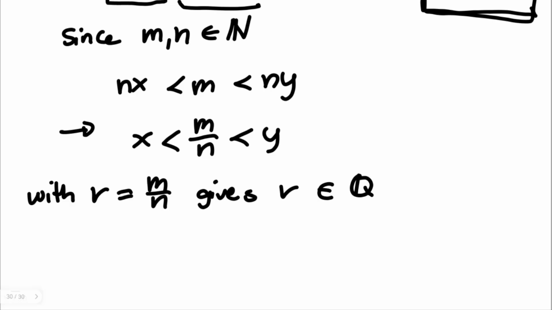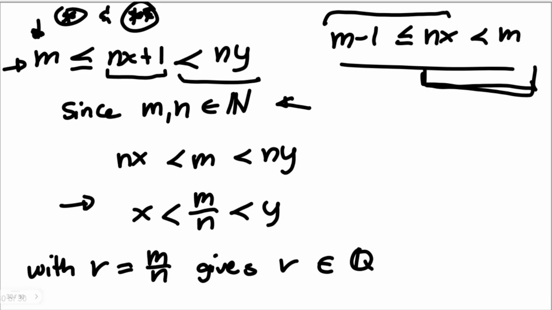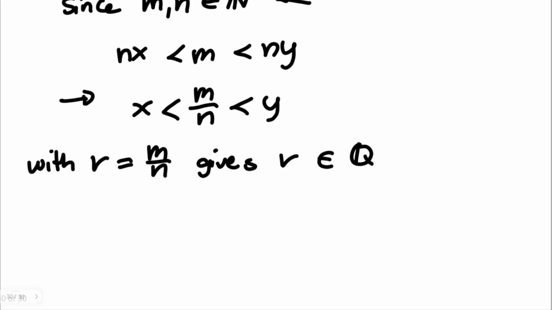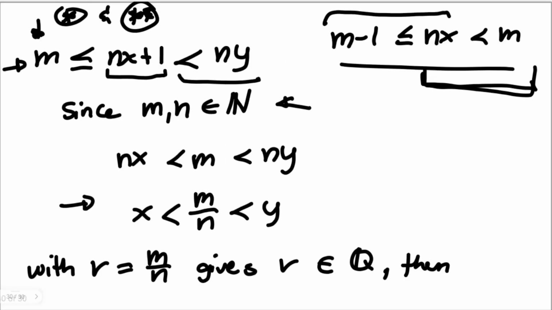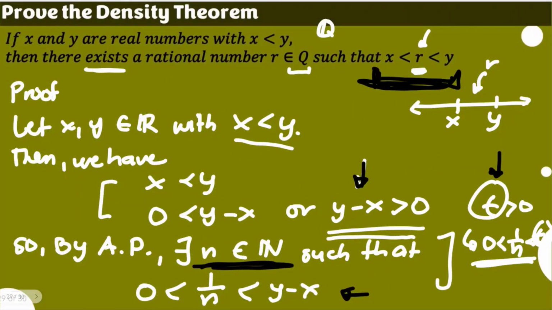Why? Because the definition of a rational number is a ratio of two other numbers, and since m and n are natural numbers, the ratio of natural numbers is also a rational number. Then we can now say that r, being m over n, is greater than x but less than y, and this has satisfied our proof. So we were able to prove this, and therefore we can say that really the set of rational numbers is dense in R. So we have shown this as part of our goal.